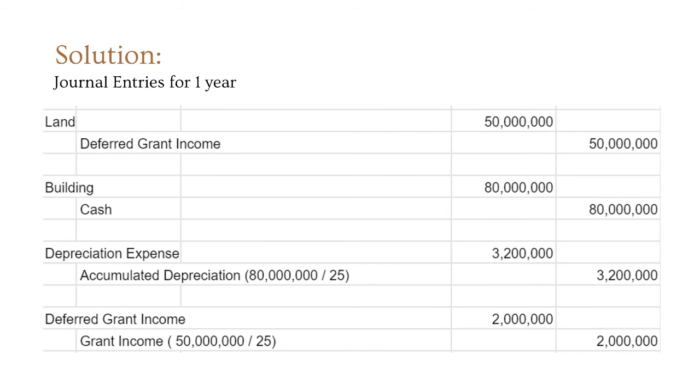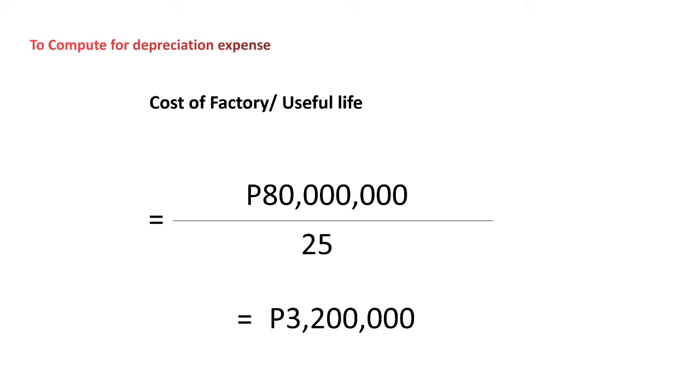Now we have here the depreciation expense, accumulated depreciation, deferred grant income, and grant income. So since the grant relates to a non-depreciable asset, which is the land, income from the government grant will be recognized as the related building is depreciated. So furthermore, income is recognized on the same basis as the related depreciation expense. So we have here accumulated depreciation. The cost of the building is 80 million divided by the useful life, which is 25. So the depreciation expense and accumulated depreciation is worth 3,200,000.